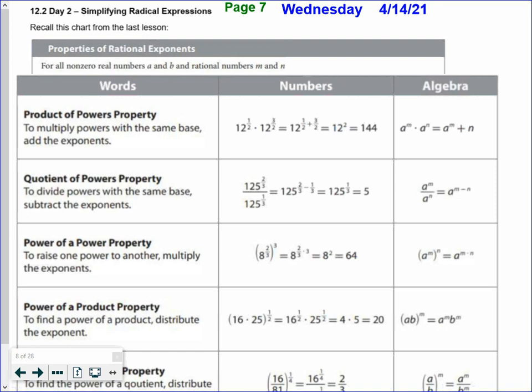How's it going, guys? Today in this video, we're going to be going over Module 12.2, Day 2, simplifying radical expressions, and we're really going to be practicing using all our properties of rational exponents. So on this page of your notes, you should be familiar with it. We've gone over it in the last video or in the last day of the notes, whichever you saw. But the only change we need to make here is on this first row, last column, it should be a to the m plus n, like that.